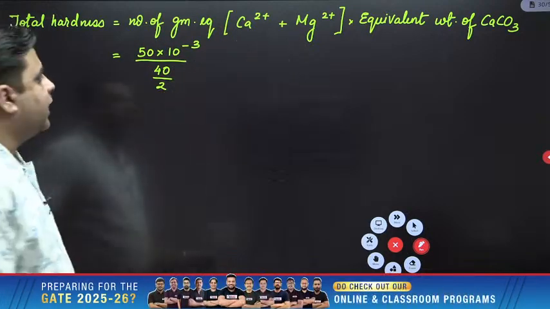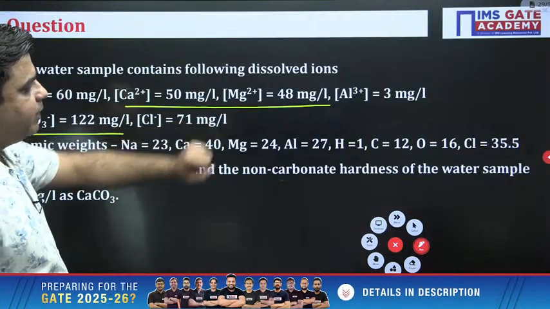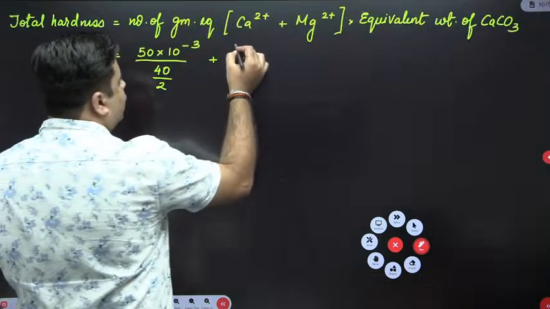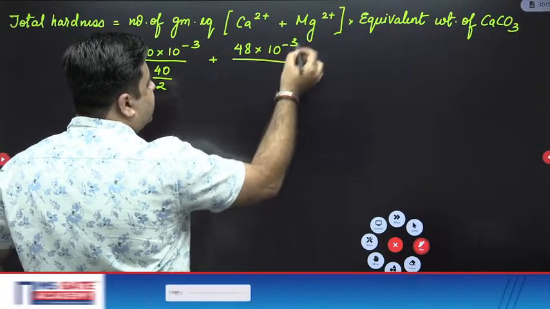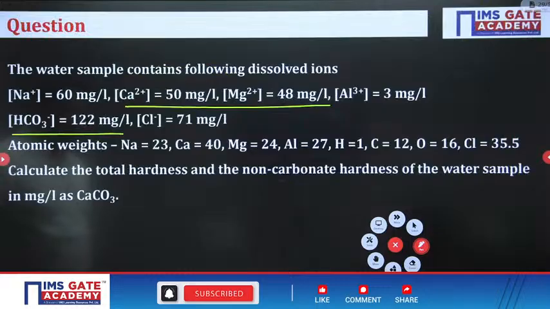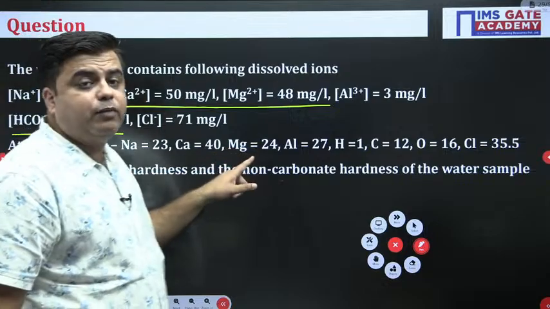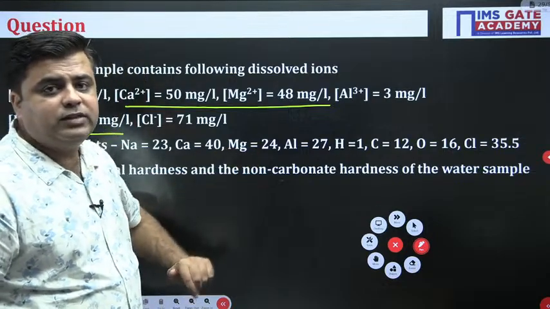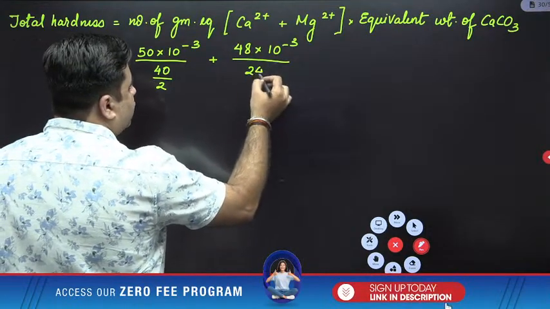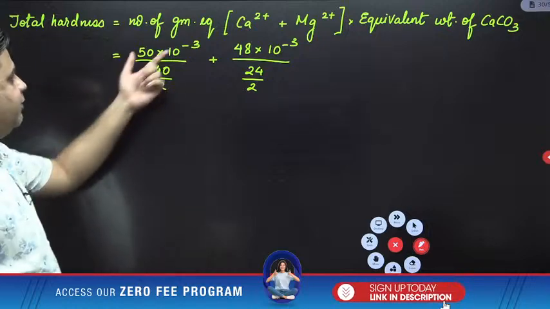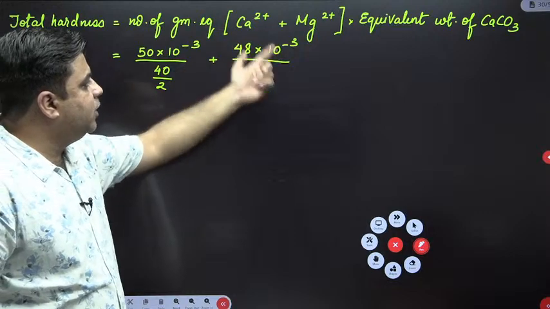Similarly, write down the number of gram equivalents of magnesium. The given weight of magnesium is 48 milligram per liter. So this is 48 milligrams, and milligram means 10 raised to power minus 3, divided by the equivalent weight of magnesium. Now, sir, how to calculate the equivalent weight of magnesium? The atomic weight of magnesium is 24, divided by valency of magnesium, which is 2. So 24 by 2 will be the equivalent weight of magnesium. Given weight by equivalent weight will give you the number of gram equivalents.